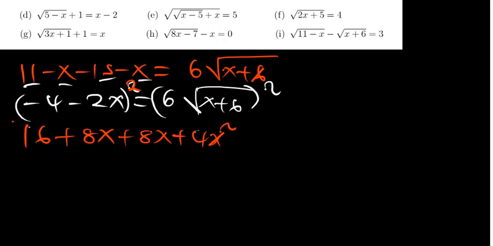Then this has to be equal to, I have to square 6. 6 squared is 36. If I square the square root, it is going to be x plus 6. But I have to put them in brackets because it is multiplying with the 36 outside.